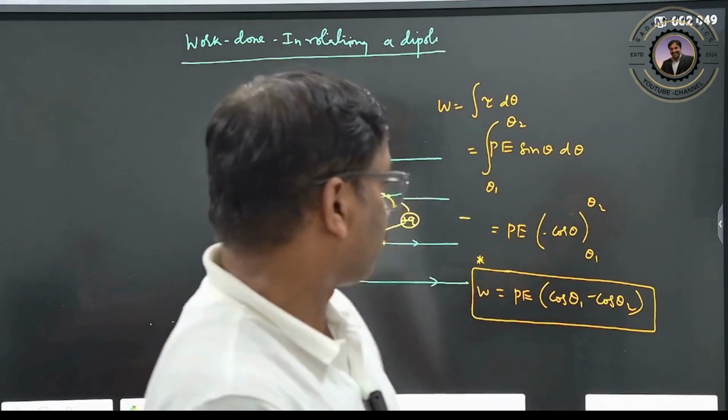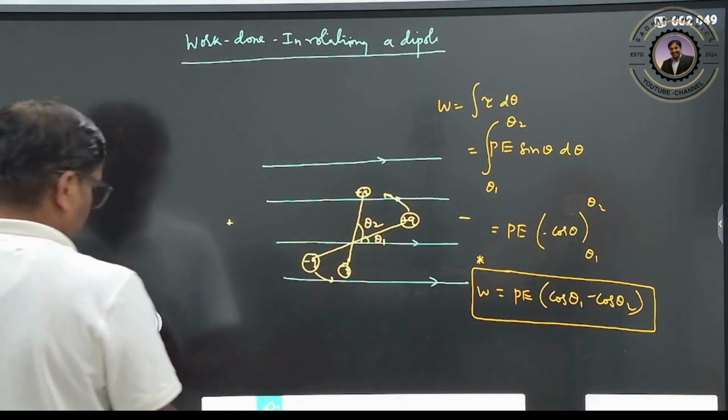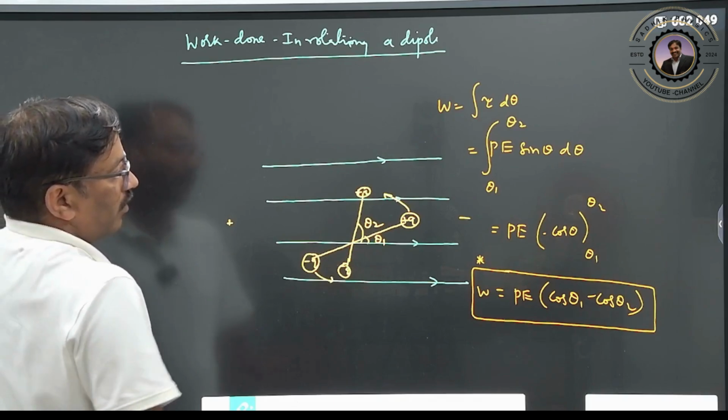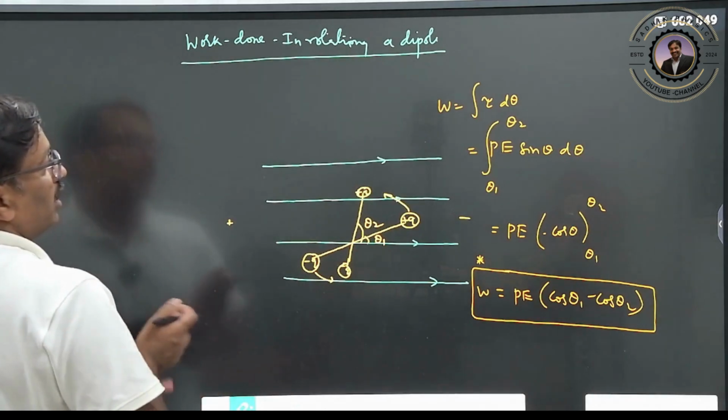Clear? So what is the work done now? Work done is nothing but PE into cos theta 1 minus cos theta 2. Clear? So therefore, how much amount of potential energy is there now?